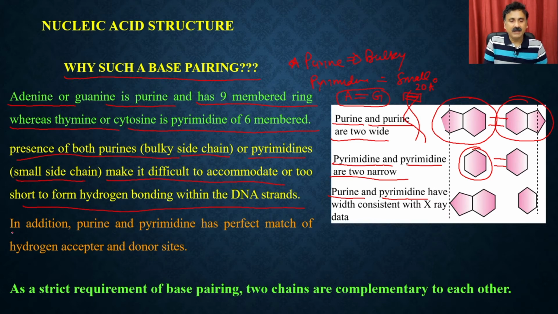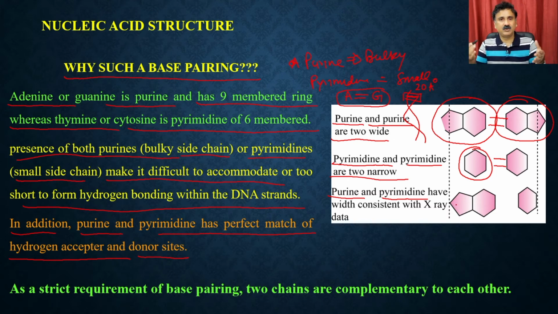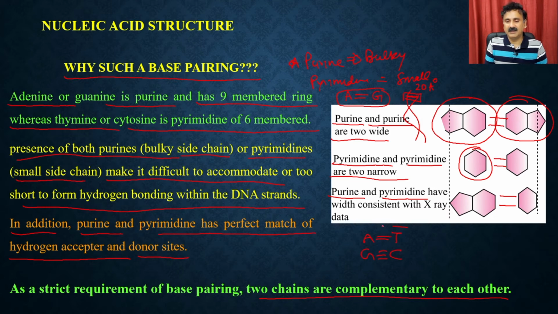In addition, the purine and pyrimidine have the perfect match of hydrogen acceptor and donor sites, which means if you have a purine and a pyrimidine as the bases, not only will there be a definite geometry so that they can be accommodated into the DNA structure, they also have the perfect stereochemistry so that they can have the perfect base pairing. So as a strict requirement of the base pairing, two chains are complementary to each other, which means A is always going to make a pair with T and G is always making a pair with C.